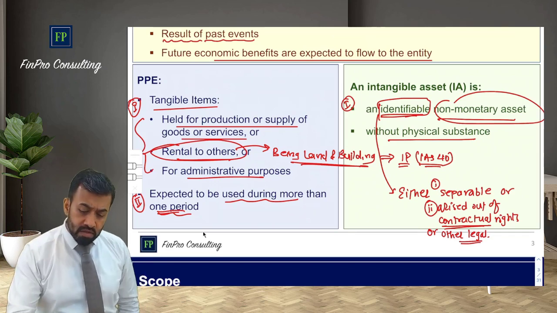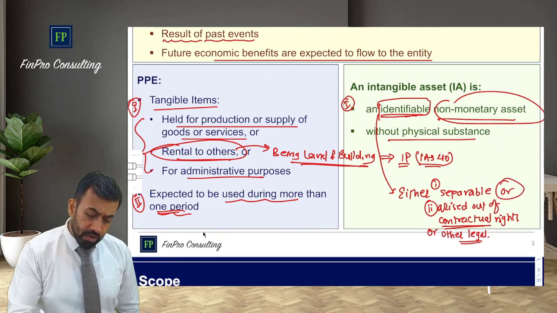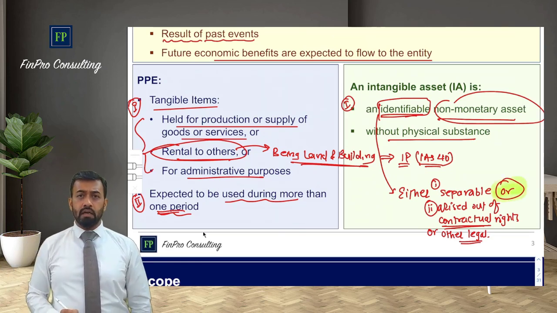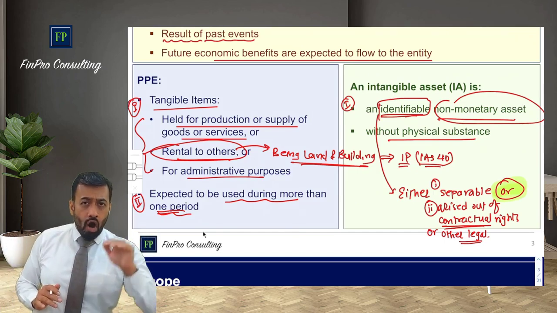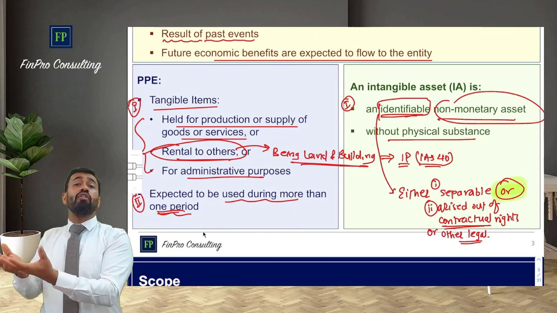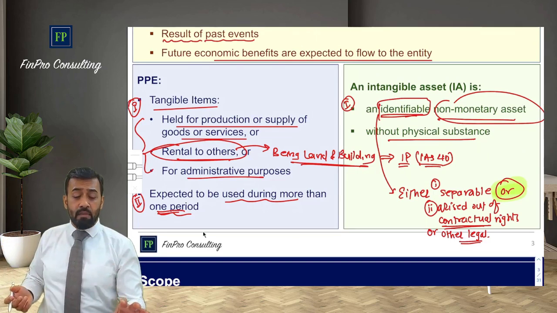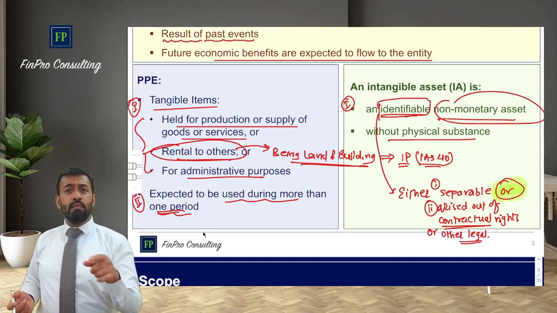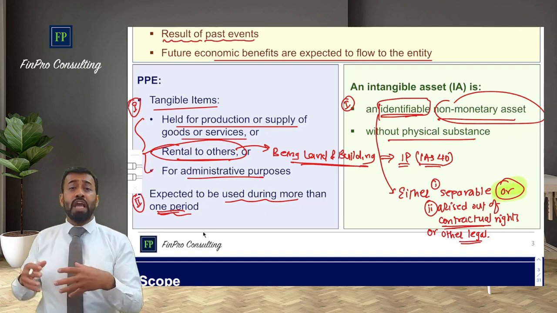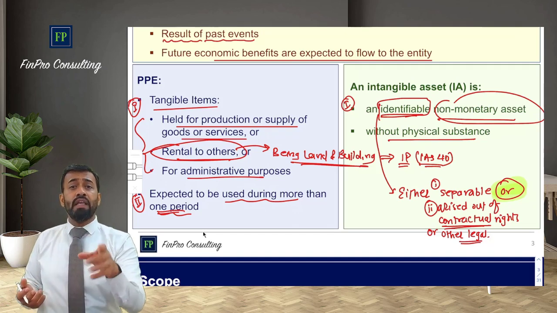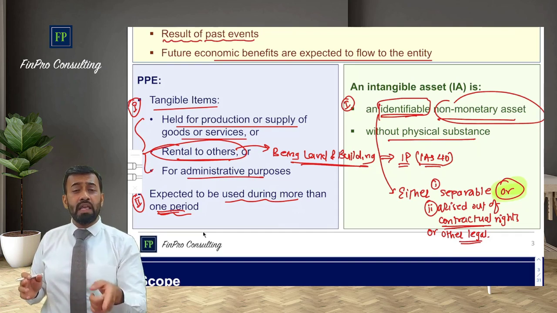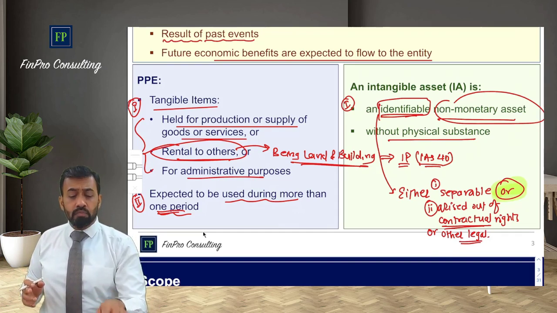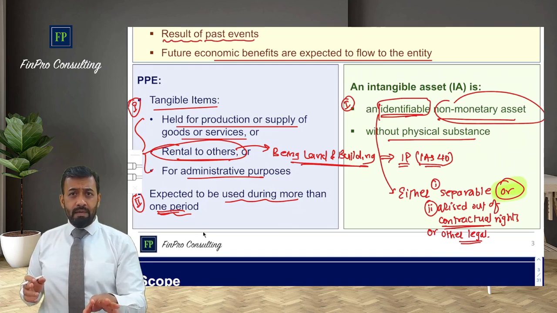Either of these two, and it's or. This is very much important. Or. Either of the conditions is satisfied, either it is separable or it has arisen out of a legal or contractual right, it becomes identifiable. Such an identifiable non-monetary asset cannot be expressed in terms of money or money's worth. It becomes a non-monetary asset.